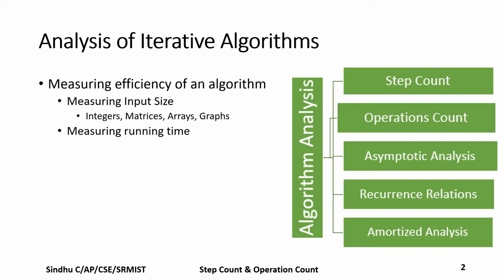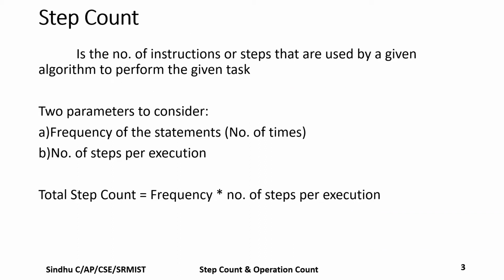Now, generally, when it comes to algorithm analysis, we have five methods to analyze them. The first one is step count. Then we have the operations count, asymptotic analysis, recurrence relations, and amortized analysis. So step count is one of the methods to analyze an algorithm. That is one way of measuring the efficiency of an algorithm.